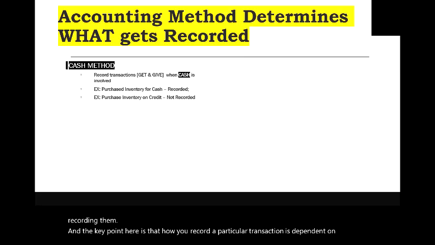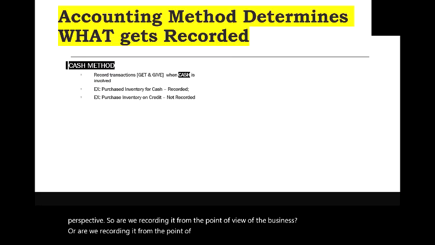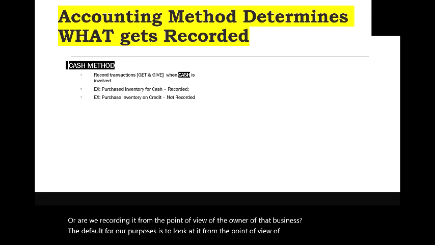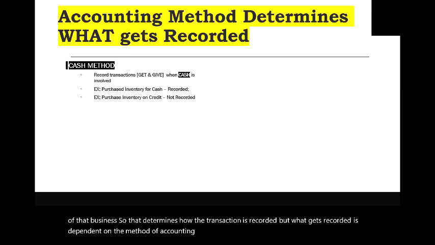So are we recording it from the point of view of the business, or are we recording it from the point of view of the owner of that business? The default for our purposes is to look at it from the point of view of the business, not the owner of that business. So that determines how the transaction is recorded.